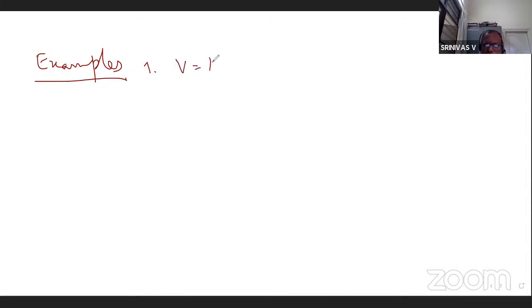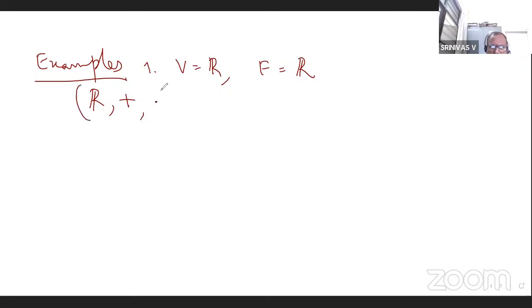Examples of vector spaces. The first one is the very simple one. We have the set of real numbers, and the field is also the real numbers. So we are equipping R with the usual addition on real numbers, and scalar multiplication is the usual multiplication on real numbers for the field R. This is a vector space. This is a linear space.